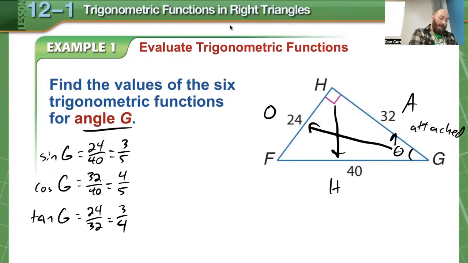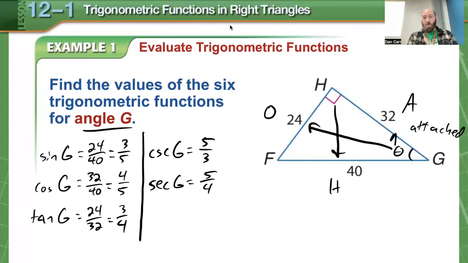Okay. Now, when I do my reciprocal versions, it's going to be easiest to do cosecant. The cosecant of G, that is the reciprocal of sine. So I just know it's going to be 5/3. Just flip the 3/5. I don't have to worry about the 40 over 24. Okay. Cosine will go to secant of G. So that's going to be 5 over 4. Okay. And then the tangent of G will go to cotangent of G. So that has a reciprocal of 4/3. All right. That's it. That's all 6 of them from there.